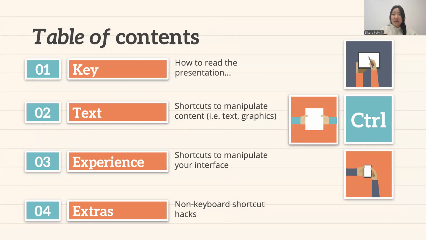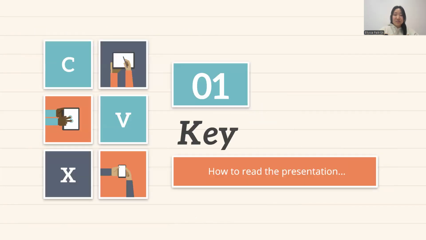Just a quick table of contents. So there's going to be a key on how to actually read the presentation, as well as some shortcuts on how to manipulate text and your interface or experience, and then some other non-keyboard shortcut related hacks that I think could still make your life a lot easier or at least be really helpful or organizational.